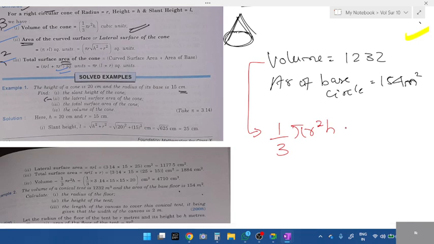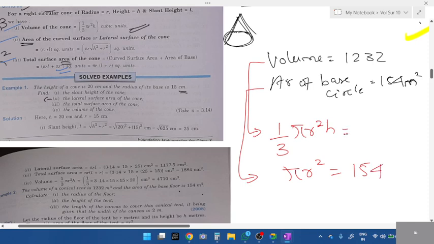Okay. Lateral surface. This is volume, 1 by 3 pi r square h. What is area? Area of a base, students. Area of a circle formula is pi r square. 154, and here it is 1232. Which formula should I use first? All of you will respond, students. Which formula should I use first? And tell me the reason. Give me the reason. Which formula and why?